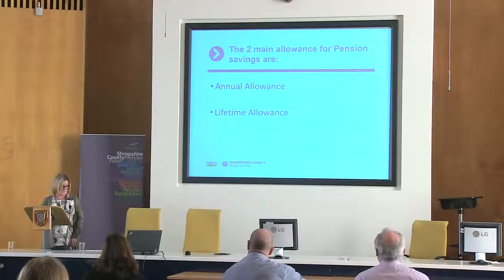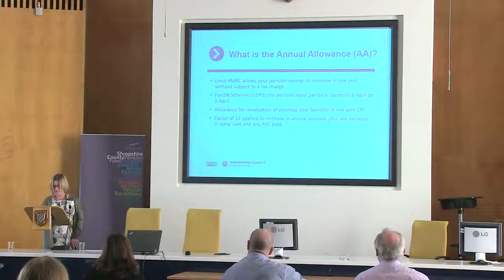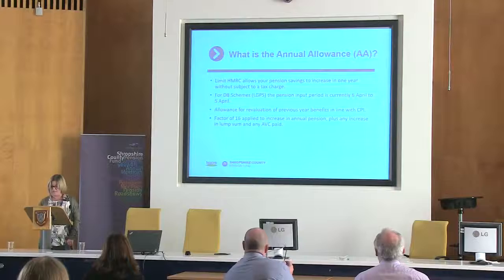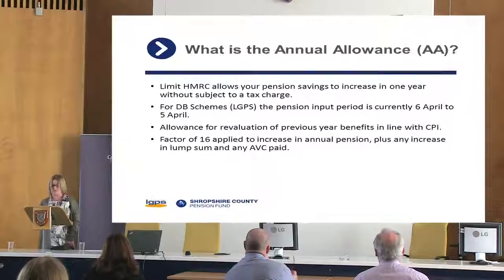So, what is the annual allowance? Well, the annual allowance is the limit to the total amount of benefits that you can build up in a scheme and receive tax relief on the contributions. It applies across all the pension schemes you belong to, not just the one scheme.